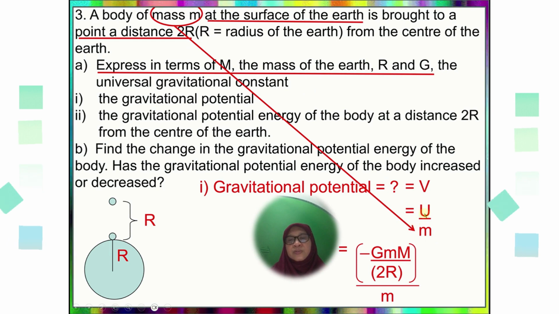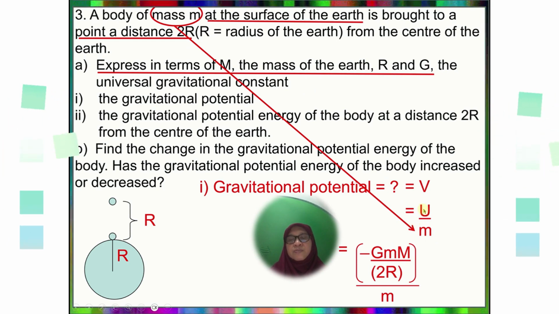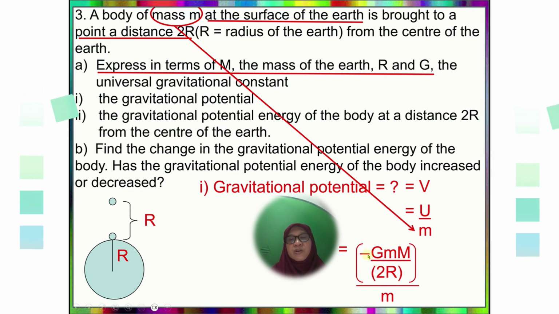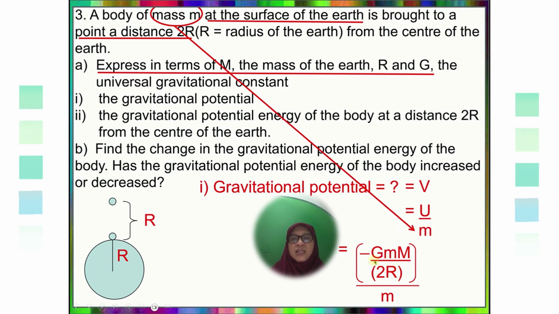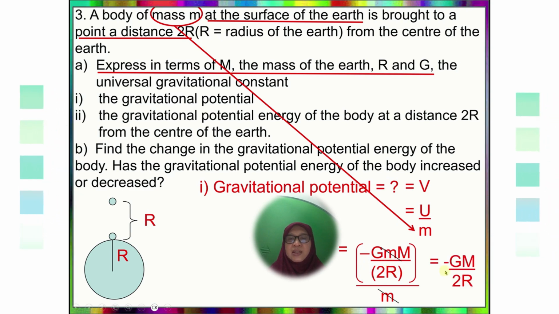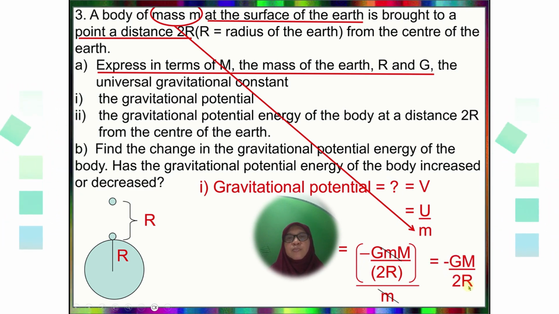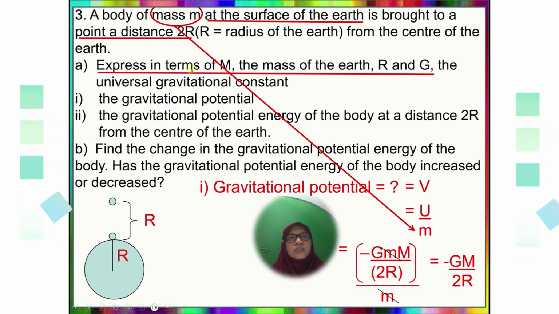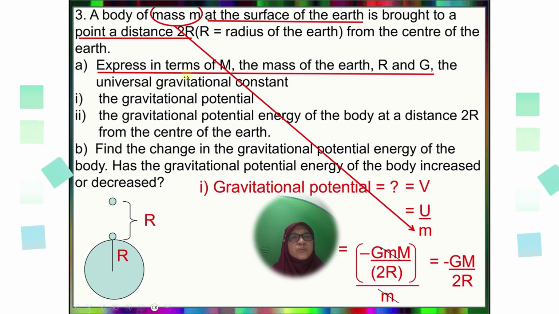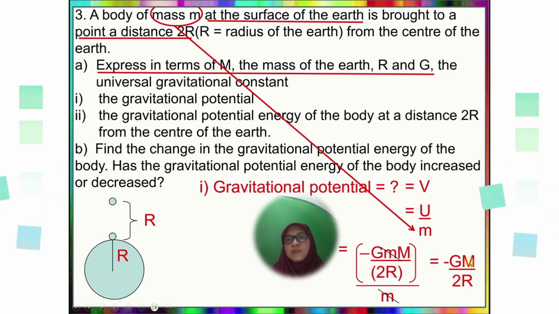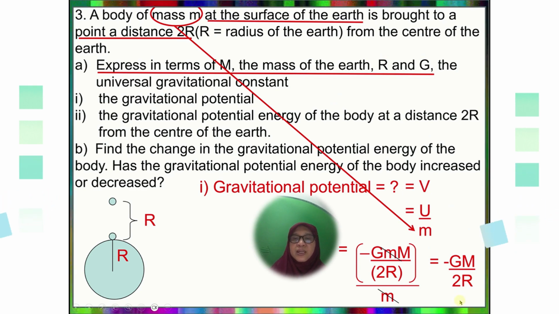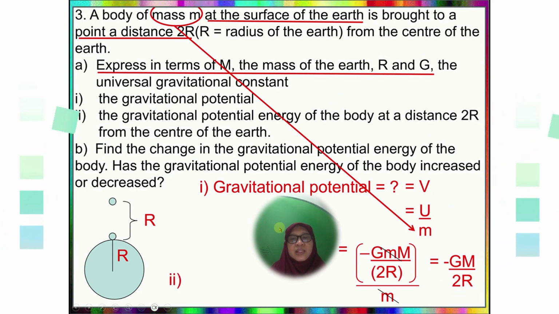So don't forget, for the formula you must bring along the negative sign together, because the formula has a negative there. Now we cancel the m and we get the answer negative GM over 2R. So we already answered the question, because the question wants us to express in terms of M, G, and R. Done. Next, we go to question 2.